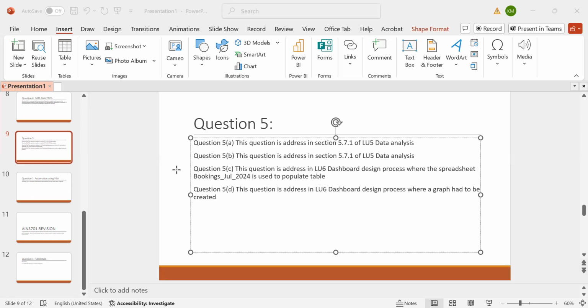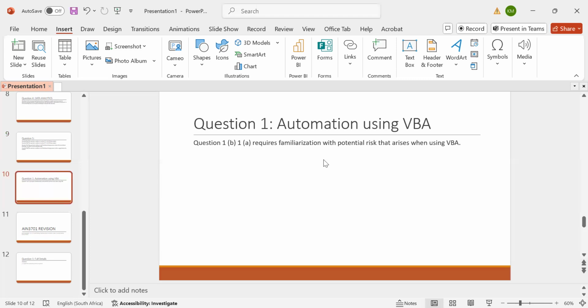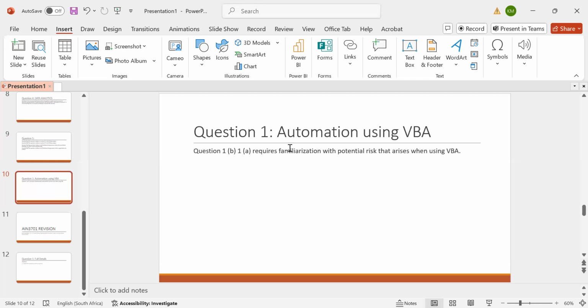Those were the questions that were asked in your exam. This is just a summary, so I'm going to post it in the group. What comes next is the AI and the revision, where we will start with question number 1 in the next lecture. I'm going to send this copy to the group together with other information so that you can use it to prepare yourself for revision using the October-November 2024 question paper.